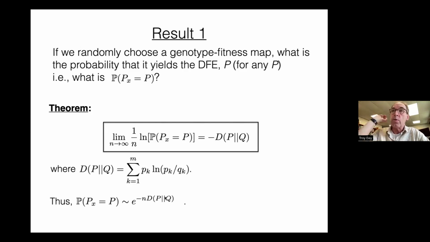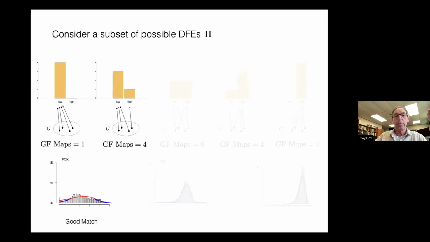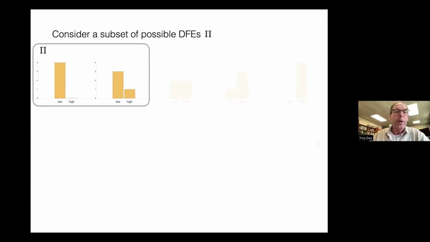Because remember, what I'm going to do is draw a random one, actually a random one from a subset. What's the likelihood of it being any particular distribution of interest? As I said, I want to focus on a subset of distributions. So I don't want to consider drawing a random genotype fitness map from all possible maps. I want to restrict attention to some subset of maps, because I'm imagining that the environment I measure things in will determine which subsets I might want to focus on. I'm going to call that capital pi, the subset of DFEs that I'm interested in.